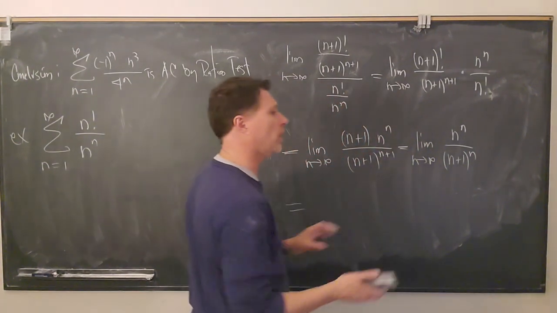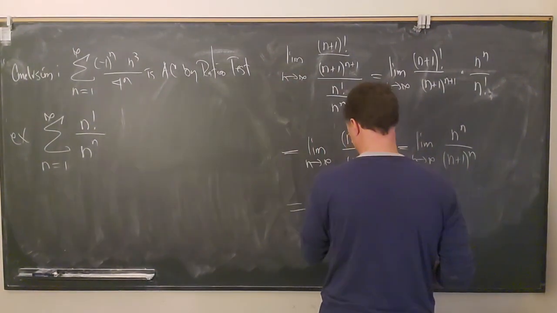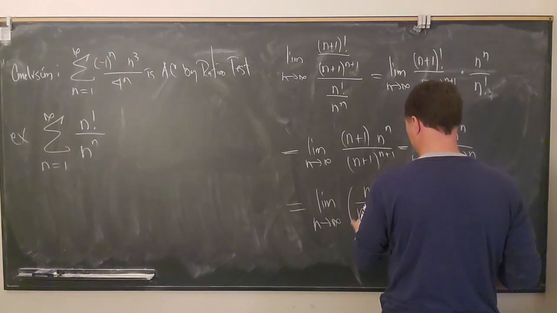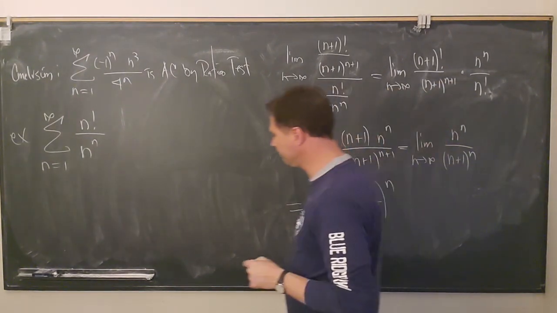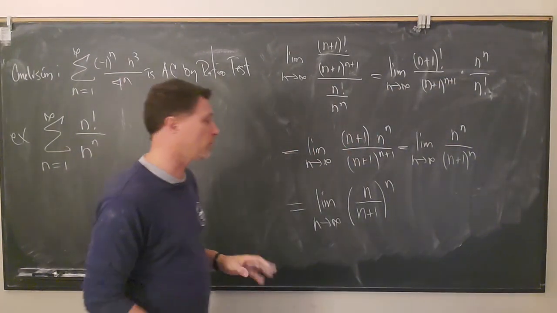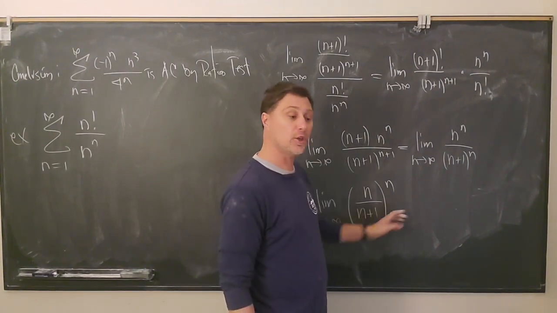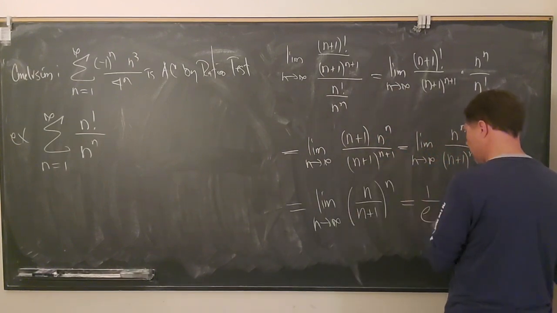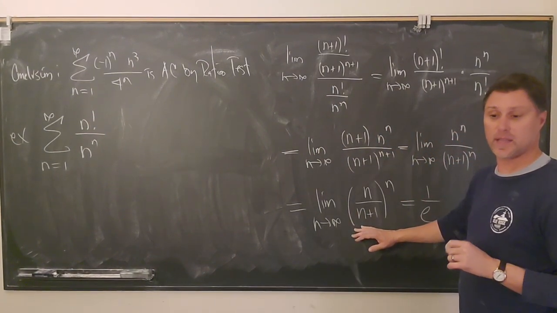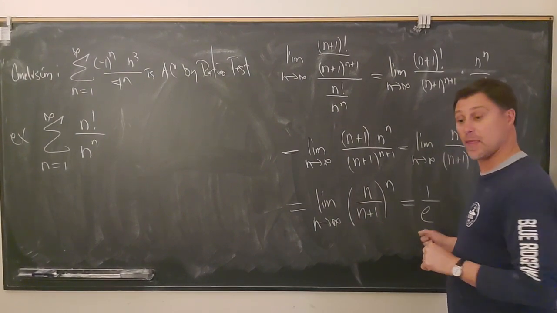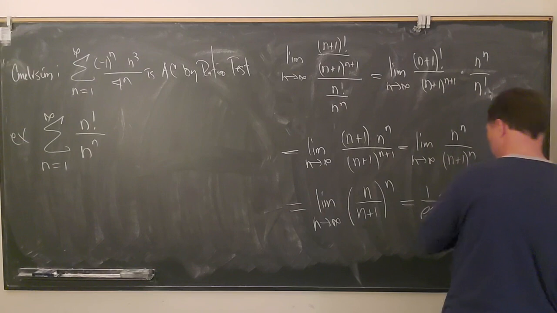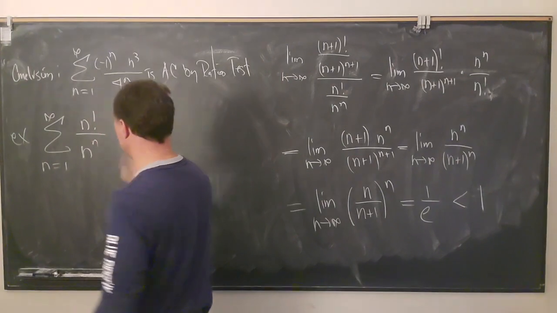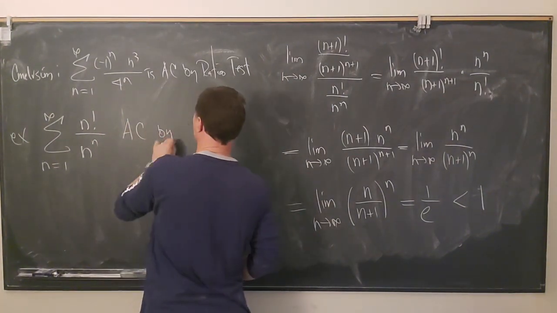I'd like to combine this all into one piece. This is the limit as n goes to infinity of (n over n+1) all raised to the n. This should look familiar to you. This is an indeterminate form, 1 to the infinity. You can go through the computation if it doesn't look familiar, but it turns out that this limit is equal to 1 over e. I'm not going to go through the steps, but you should be able to verify that this limit is 1 over e, which is definitely less than 1. And so what does that tell us? It tells us that this series is absolutely convergent by the ratio test.